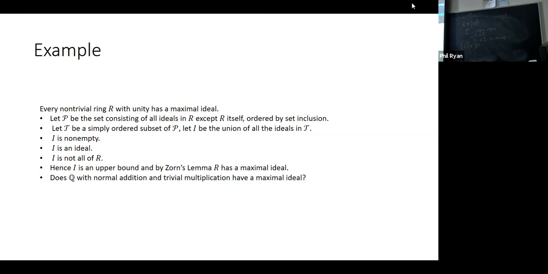Here's the thing where it's different from before. I cannot be all of R, right? Because we're looking at all ideals in R except R itself. Why is it not all of R? Because sometimes when you take the union of some expanding thing, you end up with the whole space. Why is it not? So we haven't used the fact that it's a ring with unity yet.